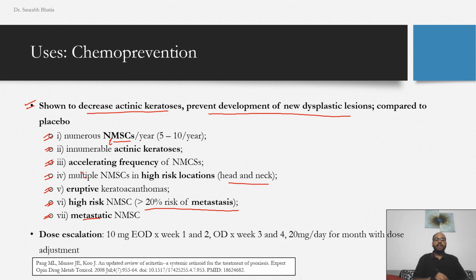The regimen is that you increase the dose. You start with 10 milligram every other day for the first 2 weeks, then every day for the next 2 weeks, then 20 milligram a day for a month, in which you keep on adjusting doses depending on response and side effects. So that's how you start. You start with lower doses and then you escalate if you're preventing carcinoma development.